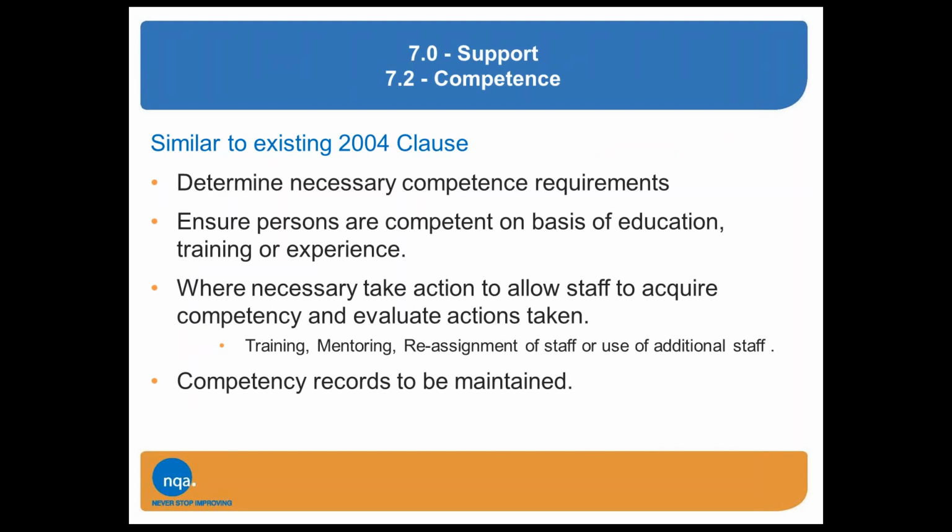Support and competence, clause 7.1, we've referred to earlier, that was the provision of resources. So this is similar to the existing 2004 clause. We need to determine the competency requirements. We're talking about competency now, not training. You'll see in there that it doesn't mention the word training. It's people need to be competent. Competency can include training, mentoring, experience. However, there is a need now to maintain competency records.